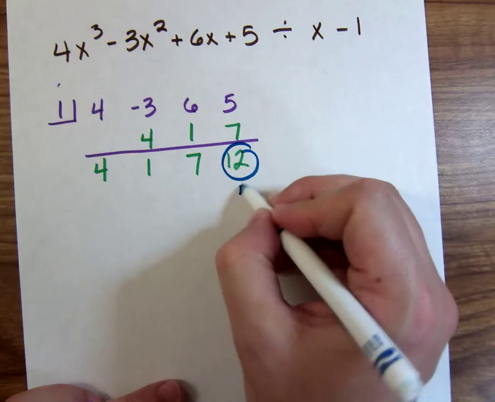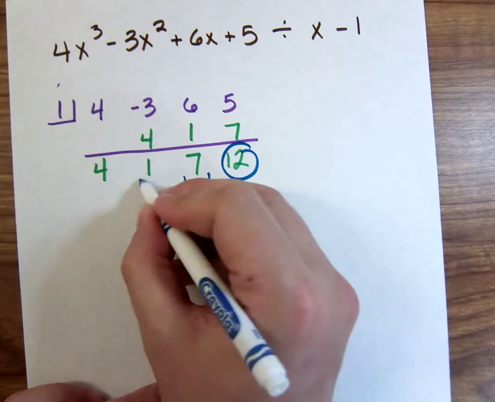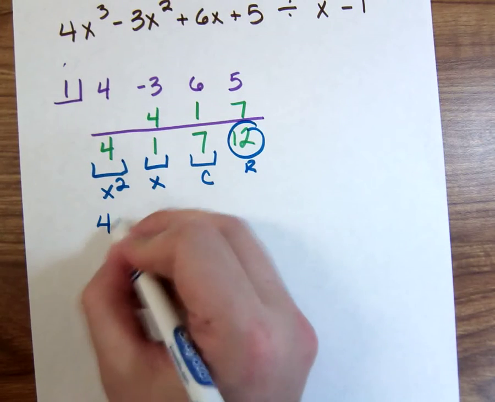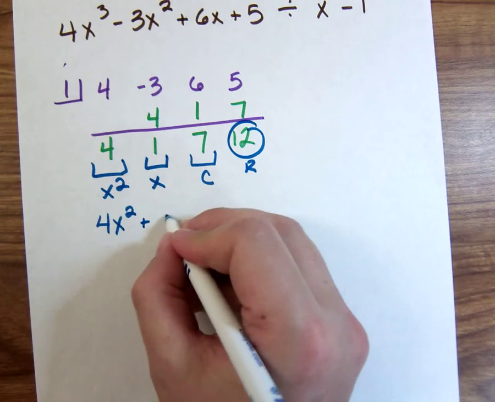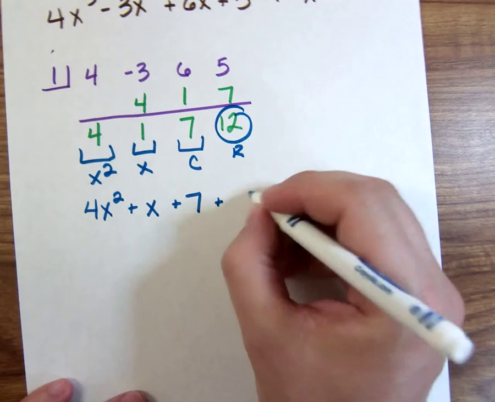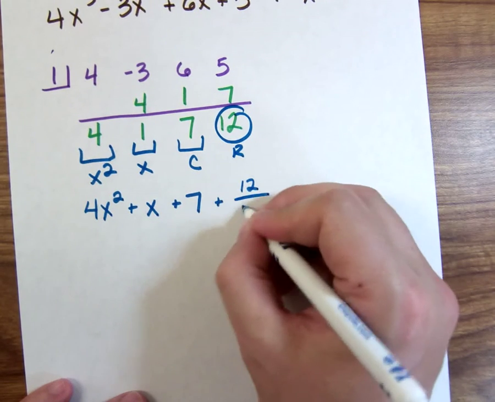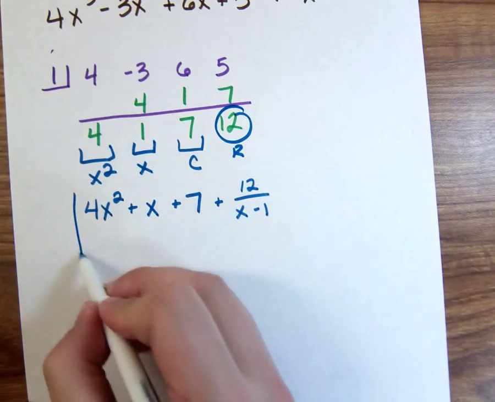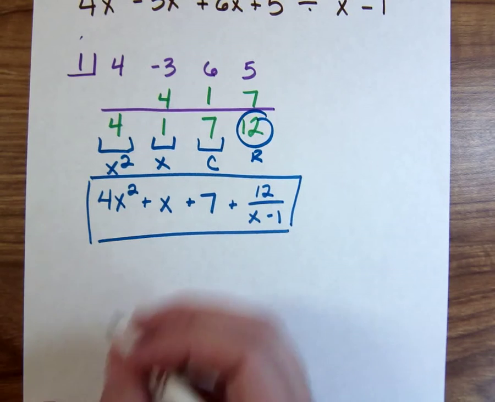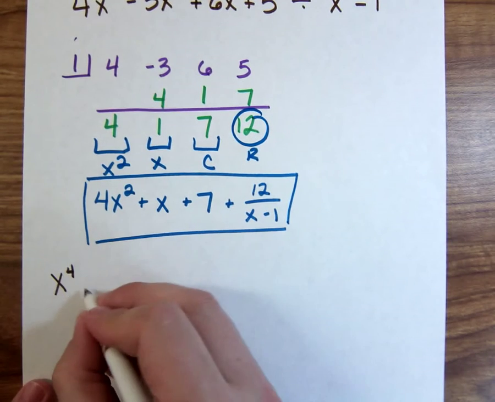This last one is the remainder. That's the constant. That's the x. That's the x squared. So my answer is 4x squared plus 1x. I'm just going to write that as plus x. Plus 7 plus the remainder, which is 12 over x minus 1. There you go. And that is synthetic division. It's really easy. I like it a bunch. Of all the ways I could divide polynomials, that one might be my favorite.